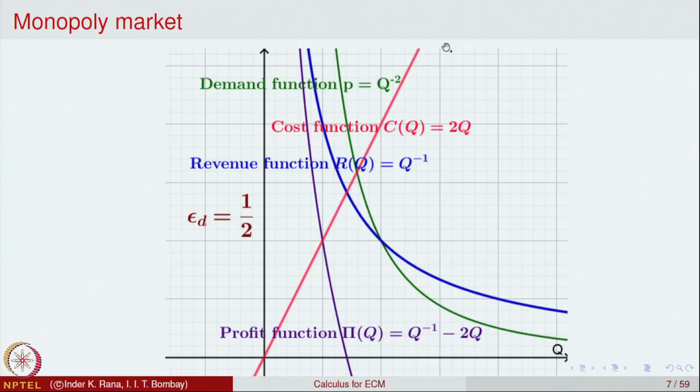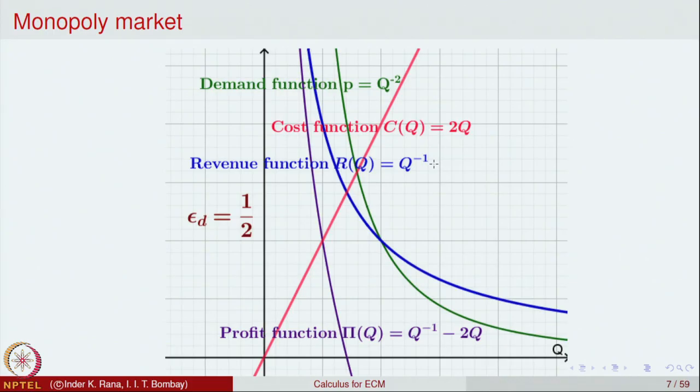So, for this, this is C Q, that is a linear function. So, that is the straight line. The demand function is P equal to Q raised to power minus 2, that is the green one. So, this is the green function, which is Q raised to power minus 2, and the blue one is the revenue function, that is Q raised to power minus 1.